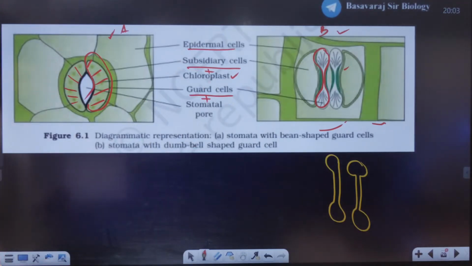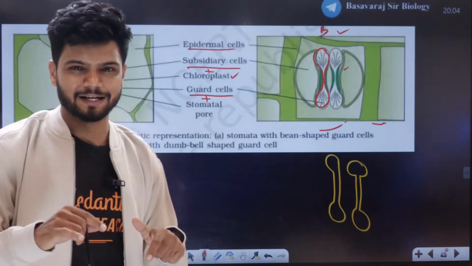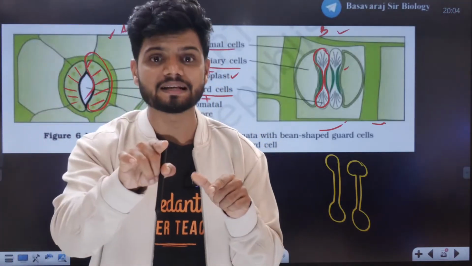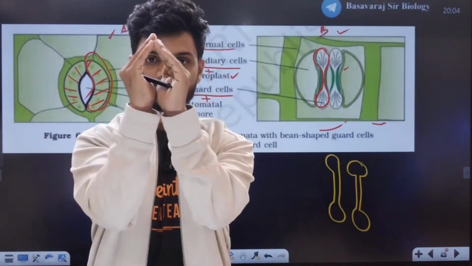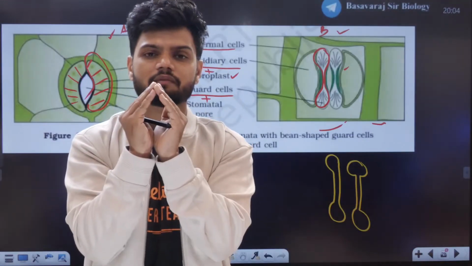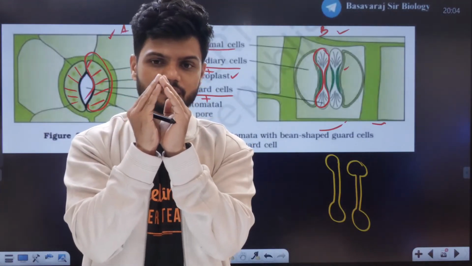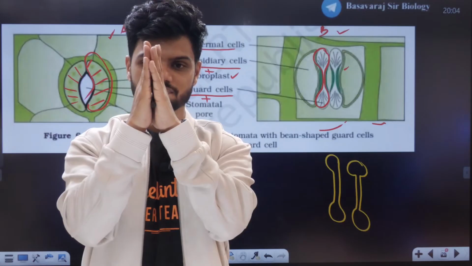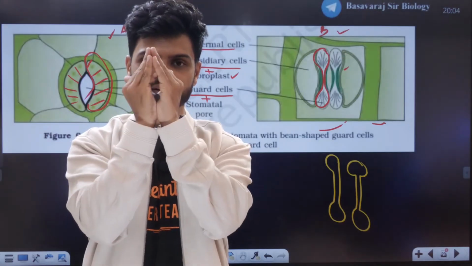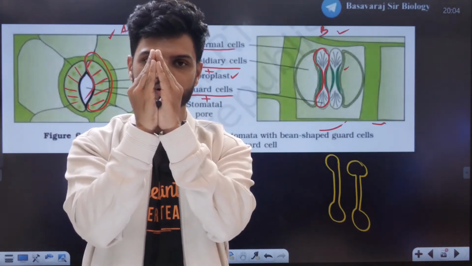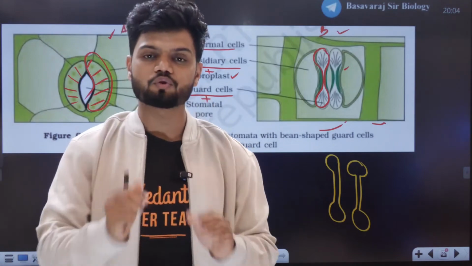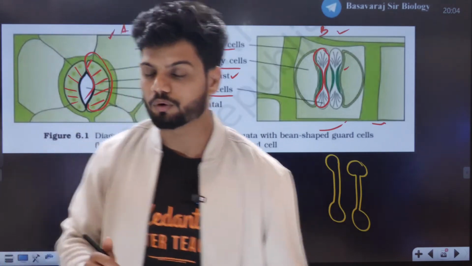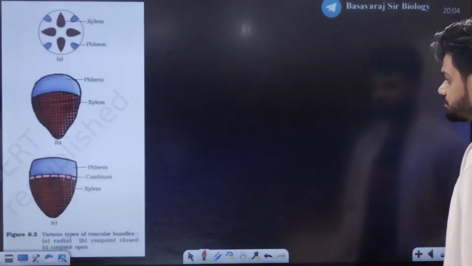Every single time water is entering inside, guard cells will swell up and it will open. When all the water is going away, guard cells will become flaccid. Water in, turgid. Water out, flaccid. That is called opening and closing of stomata.